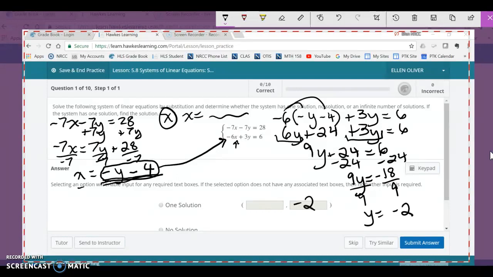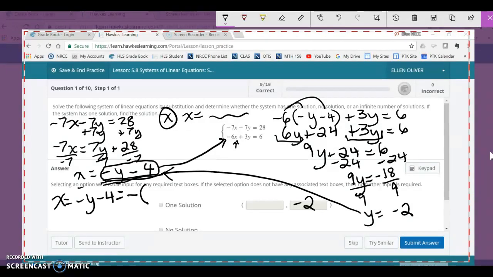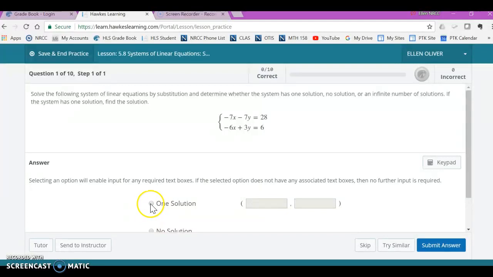So -2 goes there. Then I'm going to take that and substitute it right back into here to find x. x is -y minus 4, so that's the opposite of -2 minus 4, which is +2 minus 4, which is -2. So they happen to be the same thing. Not always true. That's just random. And again, this is quick. You can pause, you can rewind, do whatever you need to. But I need to move quickly in order to get as many examples in a 15-minute video as I can. So -2, -2, one solution.